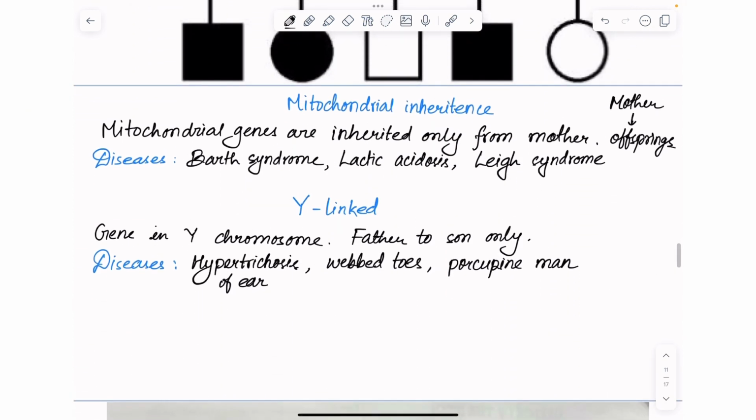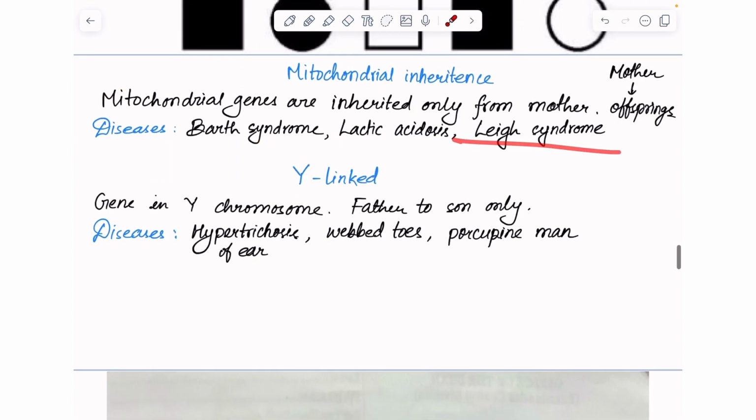There you go. Okay, now the last two types of inheritance. Mitochondrial inheritance. See, mitochondrial genes are inherited only from the mother. So if a mitochondrial gene is present in the mother, then it is going to be inherited by all of her offsprings. But if a certain mitochondrial gene is not present in the mother, then it is not going to be inherited by anyone. The diseases associated with this type of inheritance are Barth syndrome, lactic acidosis, and Leigh syndrome.